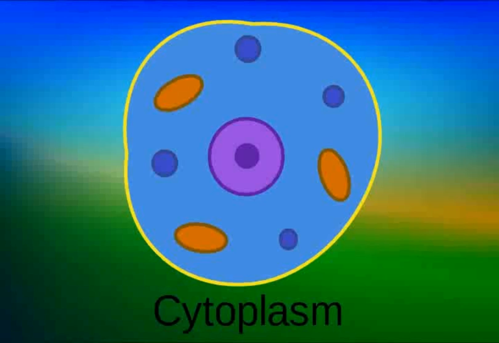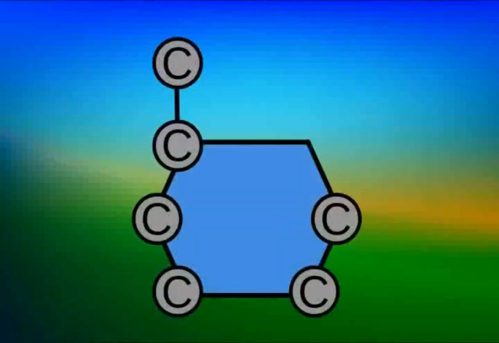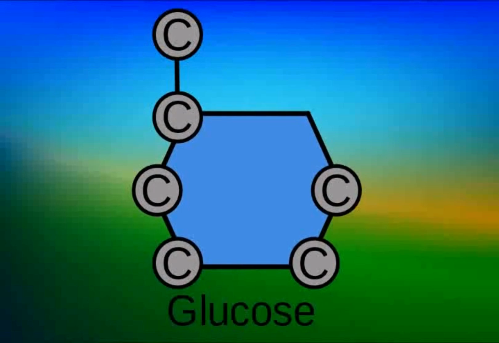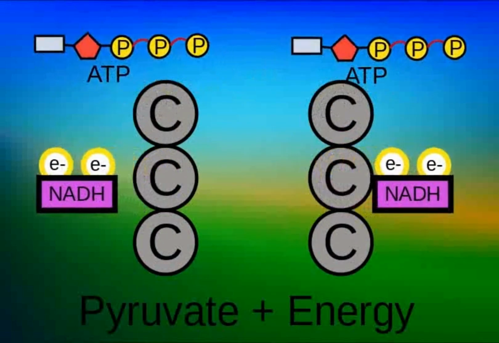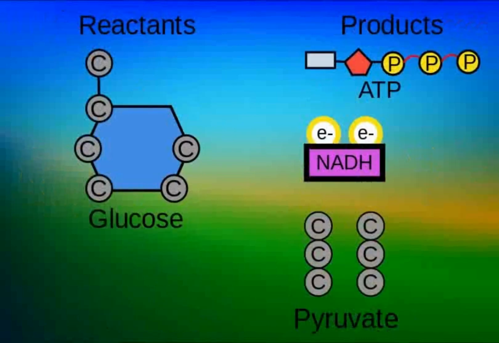Glycolysis happens in the cytoplasm. During the process, glucose is broken down into pyruvate and energy. Pyruvate is later used in pyruvate oxidation. The reactants are glucose and the products are pyruvate and energy.